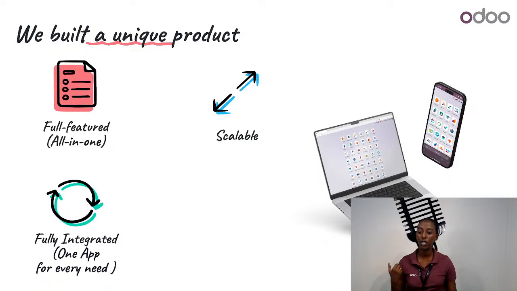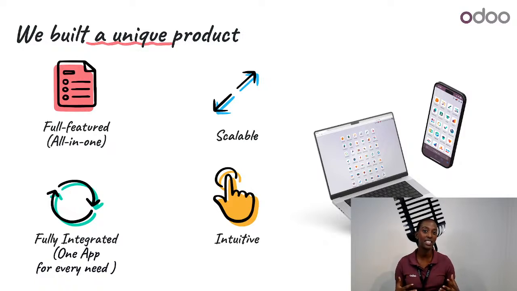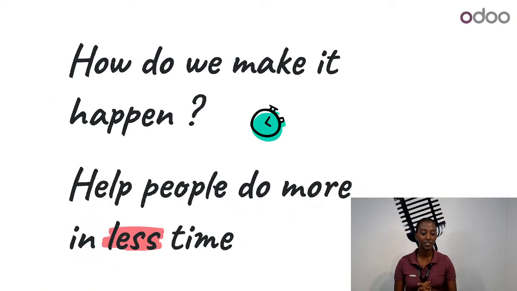We are also fully integrated, which means that all modules are actually connected with one another, ensuring seamless operation. And finally, we are intuitive, meaning that we want to make sure that our end users have an easy tool. Our objective here at Odoo is to provide an easy, user-friendly, fully intuitive, and integrated tool so that you can use it in your everyday business life. And how do we do that? We do that by helping people do more in less time.